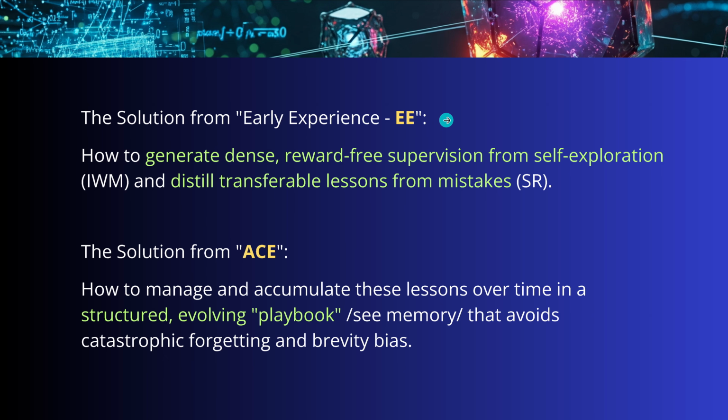So the solution from the early experience paper for meta superintelligence is how to generate dense, reward-free supervision from self-exploration, build our world models, and distill transferable lessons from the mistakes by a self-reflection methodology. Now, of course, this depends on the intelligence of your system. If you have a GPT-5 High or GPT-5 Pro or, I don't know, whatever system you have, invest in the intelligence because this is essential. Because this is now the input to ACE. Because these distilled transferable lessons from the interaction with the environment become now the base. Accumulate the lessons over time in a structured, evolving playbook, see the memory, that avoids catastrophic forgetting and the brevity bias. So simple.